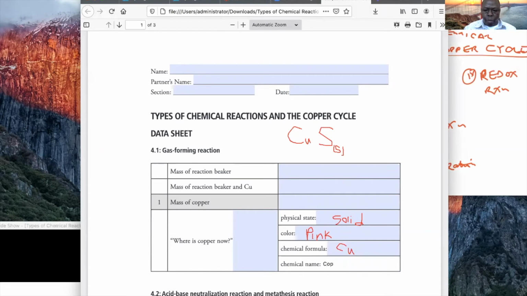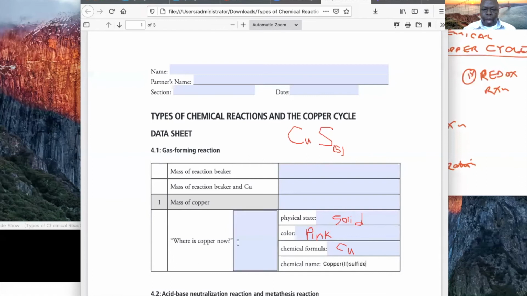This could be copper what? Copper, and please, I see students missing points here. There is copper 1 and there is copper 2. This is copper 2, and then I'll say copper 2 sulfide. I'm just basing on the example of the compound.